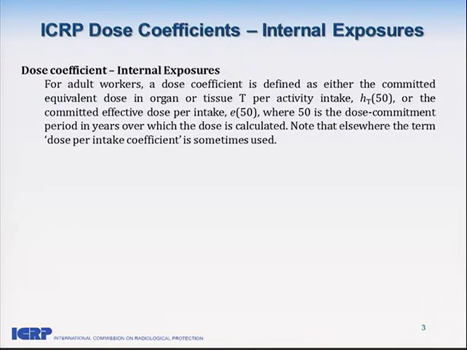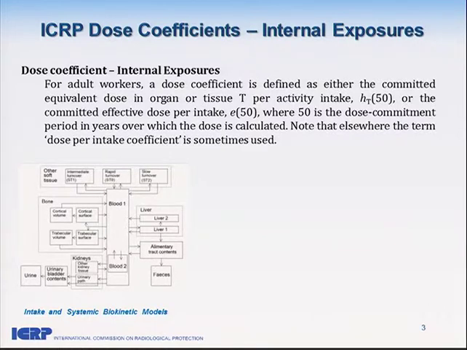So if we start with internal exposures, what is a dose coefficient? A dose coefficient, and this is for adult workers, but it's extended to the reference children and pregnant female as well. A dose coefficient is defined as either the committed equivalent dose to an organ or tissue per activity intake, and we use small letters, so small h is inferring a dose coefficient in the ICRP schema. Or the committed effective dose equivalent, small e, where the argument is 50, indicating a dose commitment over a 50-year period. For children exposures, obviously, the integration is done until age 70. This is in the upcoming updates to dose coefficients. You'll also hear the term dose per intake coefficient, meaning the same thing.